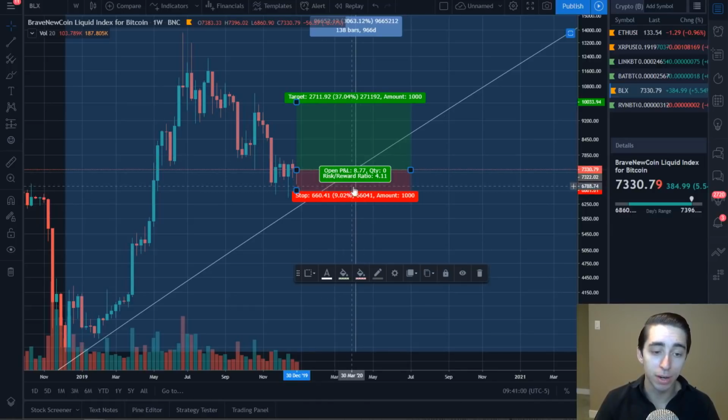The risk here is 9%. The potential reward I can make here in the next few months is 37%. And that's the really cool thing here, is that I have a favorable reward profile compared to my risk.